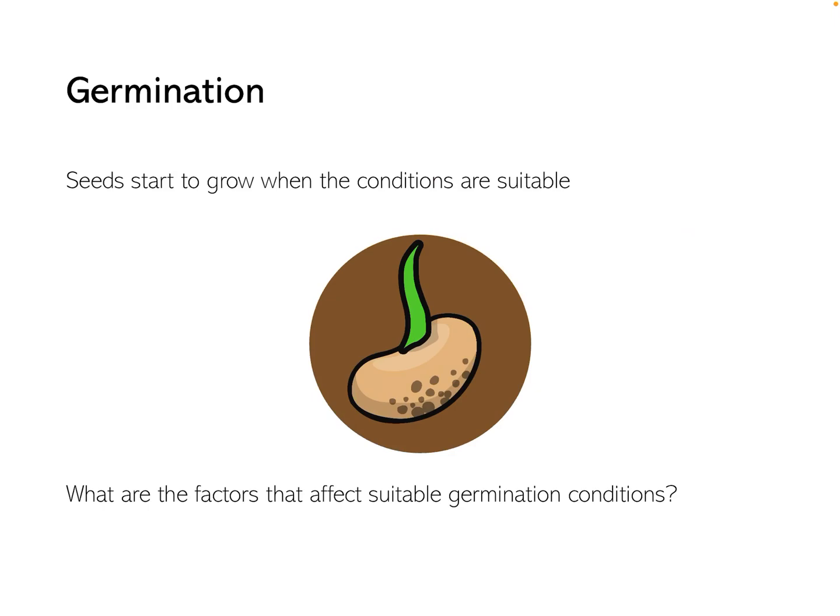So our first stage, germination. This is when the seed starts to grow, when the conditions are suitable. So it's in the ground, it needs certain conditions, it needs certain things to be perfect. Can you think about what those factors might be? So there are 4 of them.